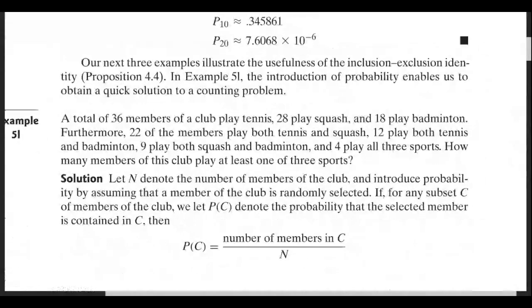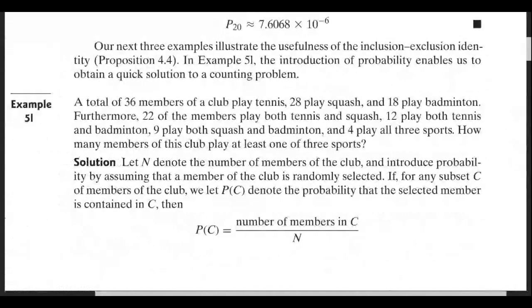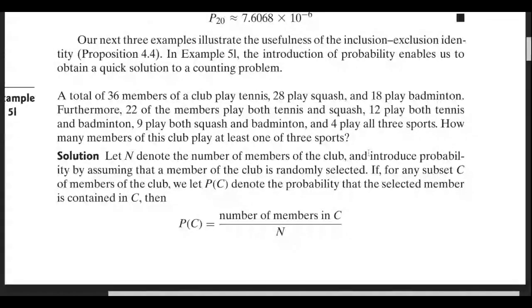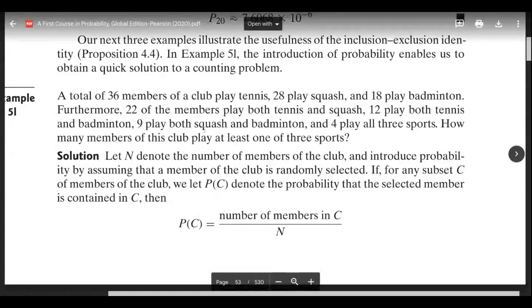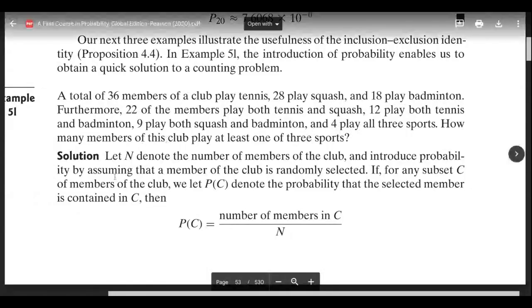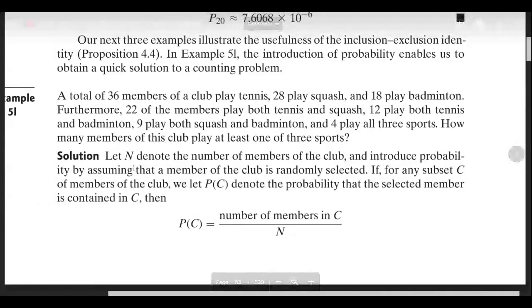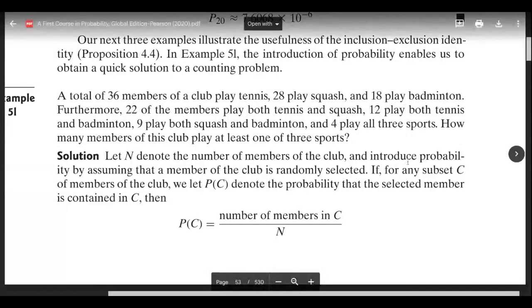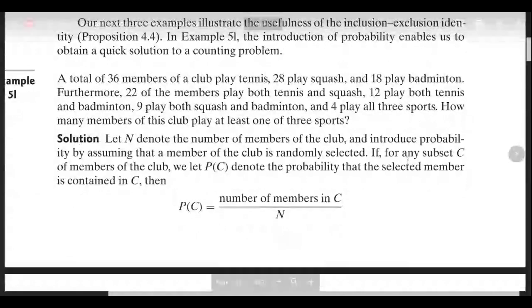Let's see example 5L. A total of 36 members of a club play tennis, 28 play squash, and 18 play badminton. Furthermore, 22 members play both tennis and squash, 12 play both tennis and badminton, 9 play both squash and badminton, and 4 play all 3 sports. So again, you can do something like previously some people did already. You can use a Venn diagram, or you can use the notations. What's the question? The question is how many members of this club play at least one of the 3 sports?